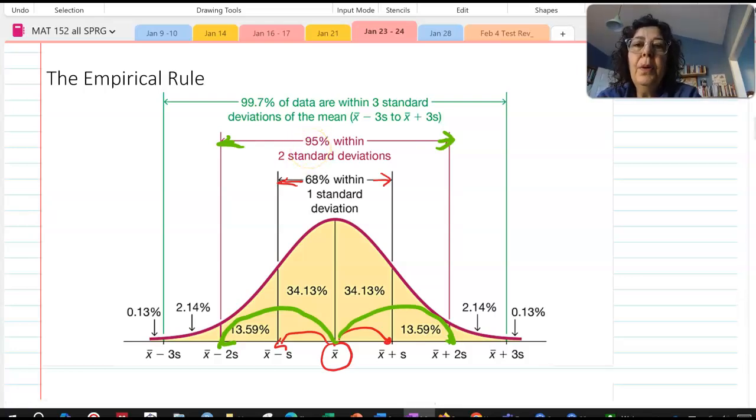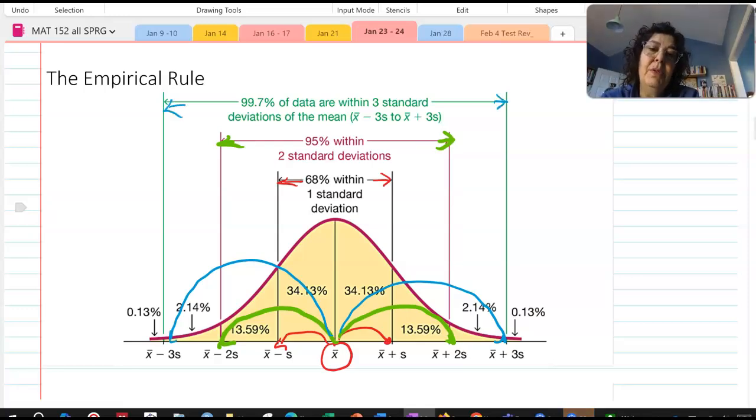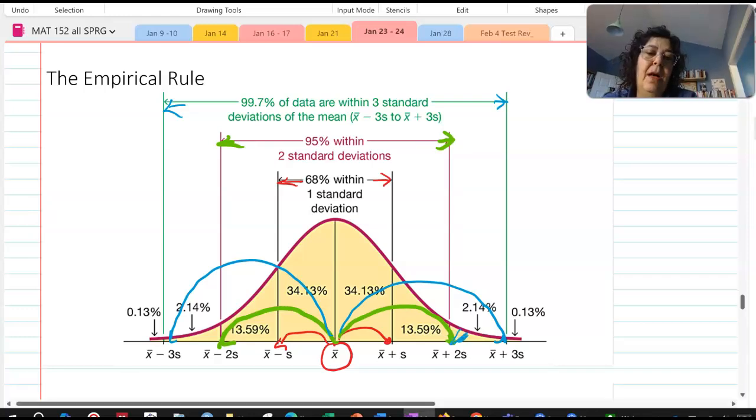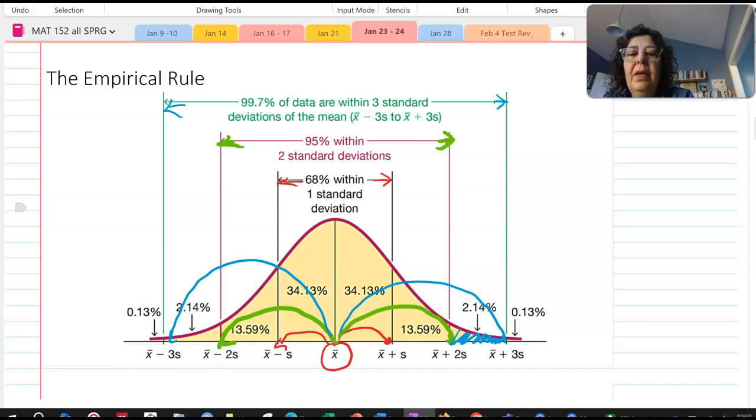And if we go 3 standard deviations up from the center, from the mean, and 3 standard deviations down, then we will be covering 99.7% of the distribution. So significantly high means that any data values higher than 2 standard deviations will be significantly high. Any data values that are lower than 2 standard deviations will be significantly low.